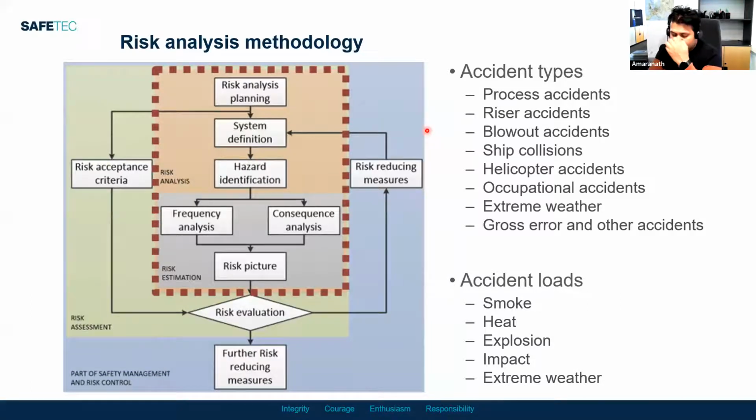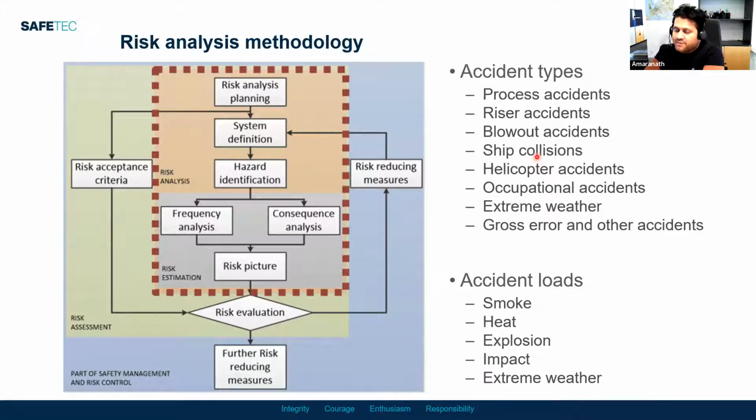Riser accidents are due to leaks from subsea pipelines, and blowout accidents can occur during drilling and also during operations. Blowout accidents are very important because they can be devastating, or quite severe, as we have already seen in the Deepwater Horizon accident. And ship collisions are also important.